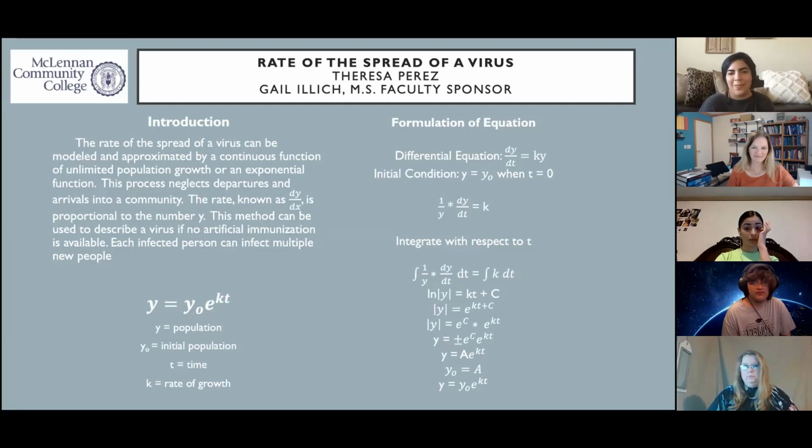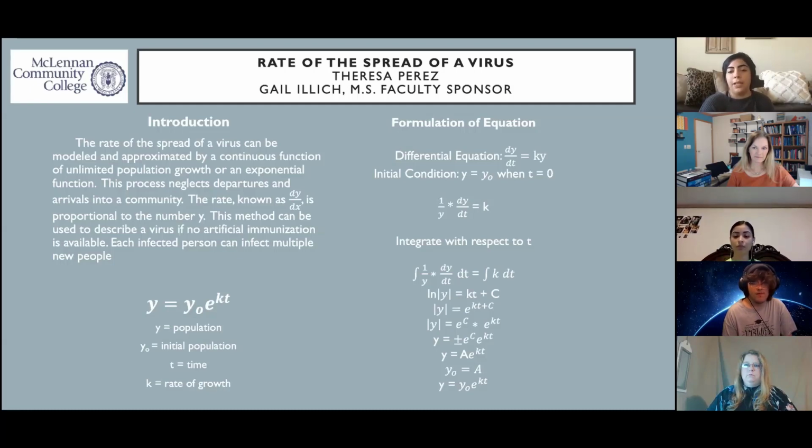Then you can set each side of the equation up to the e, and that cancels out the natural log on the left side. On the right side, you have e to the kt plus c. Using the exponential rule, you can pull these two e's apart and have e to the c times e to the kt. Then to get rid of the absolute value bars, you do the plus and minus on the right side of the equation.